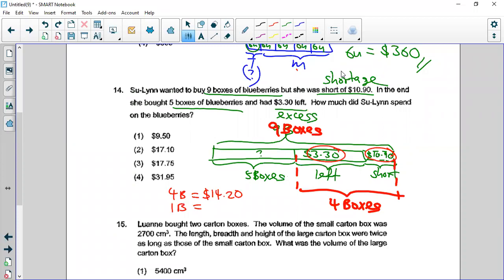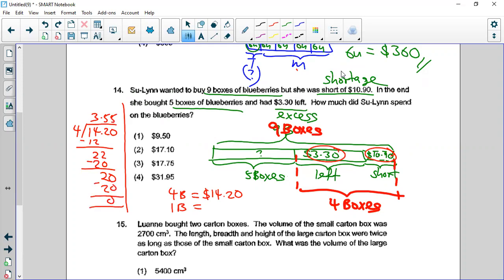Do you want me to show you how to divide the decimal? Raise your hand if you want me to show you. Okay, then let's do that. $14.20 divided by 4. How to divide decimal? What times 4 equals 14? 3 times 4 is 12. Then you minus, raise up the decimal point, pull the 2 down, and then 5 times 4 is 20. Then you minus and put the 0 down. So how much is 1 box? $3.55.